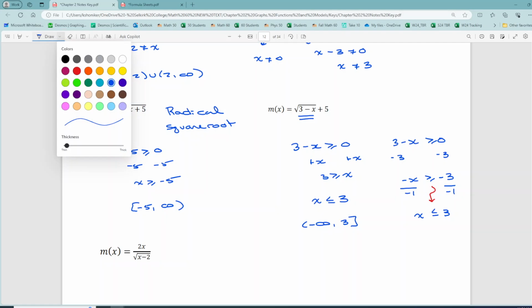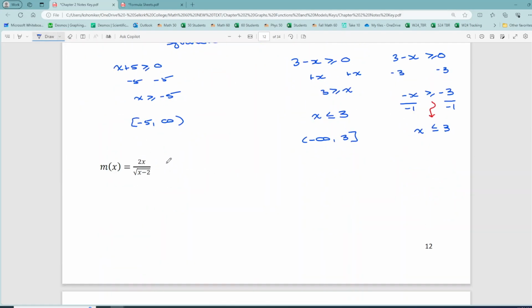Last one is kind of the trickiest one. This one is like a rational function. So it's got an x in the denominator, but it's also a square root or a radical function. It's got both of them in it. So the rational says that the denominator cannot equal 0, and the square root says that you have to take the square root of a positive number. So because this square root is in a denominator, you would say that the radicand has to be greater than or equal to 0, but because it's in a denominator, it can't equal 0.